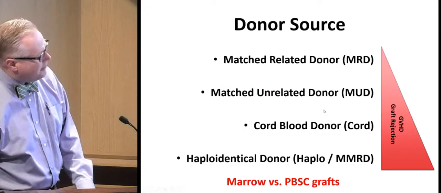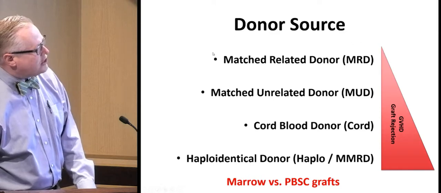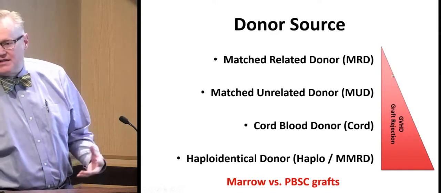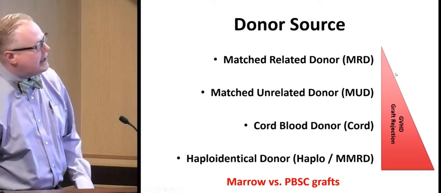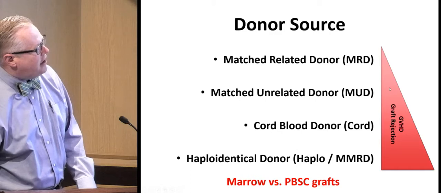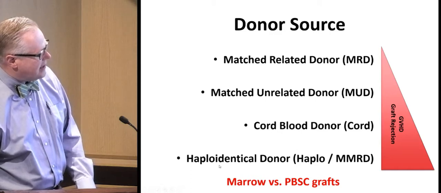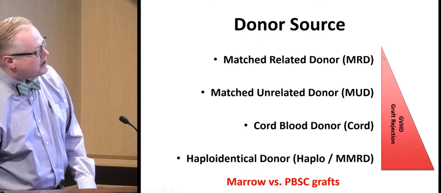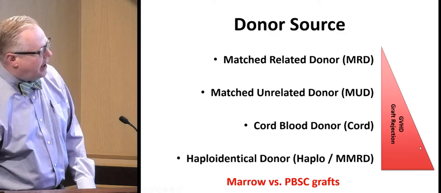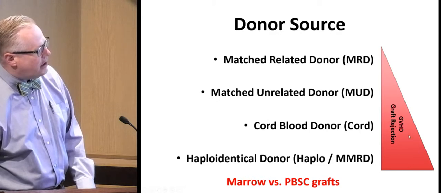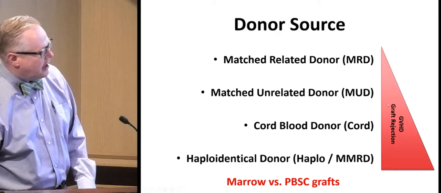Now, as far as donors go, we like to use matched related donors. These are typically the best donors, siblings that are completely matched. That's the best chance of getting a graft and the least risk of rejection. And then, of course, matched unrelated donors, cord blood donors, and then either mismatched or haploidentical donors. Of course, as you get more and more mismatched between the recipient and the donor, there's an increased risk of graft versus host disease and graft rejection that goes along with this.